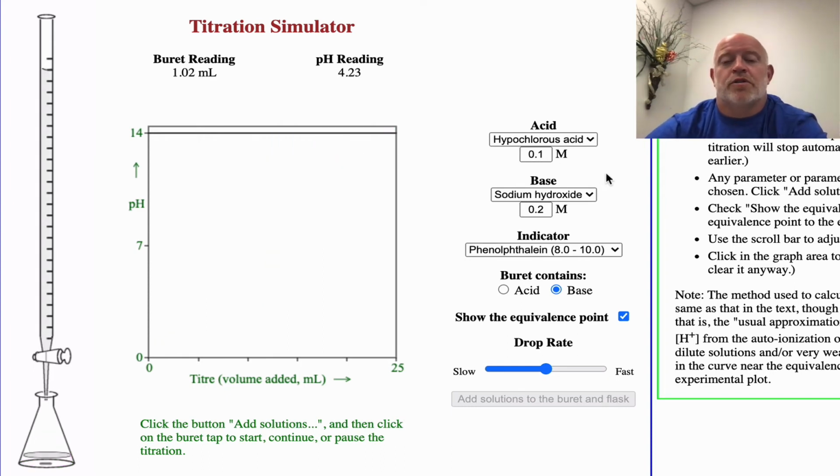Okay, and this time what we're going to do is use hypochlorous acid with our sodium hydroxide, okay, keeping the concentrations the same. And the reason we're doing that is because we have 25 milliliters in here, and this holds less than 25 in this simulation. So I want to make sure I have enough base to neutralize all of that acid, okay? So we'll start this up and let it run.